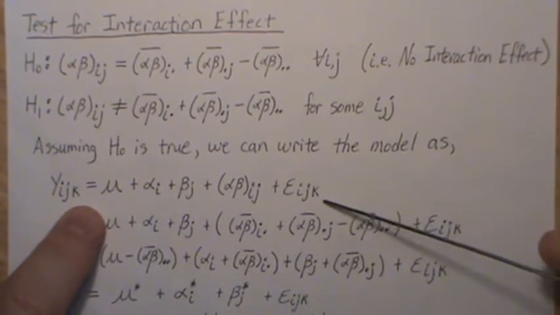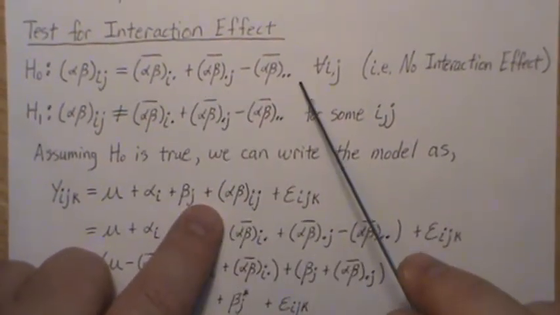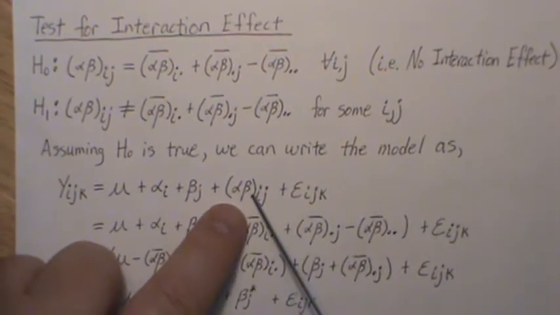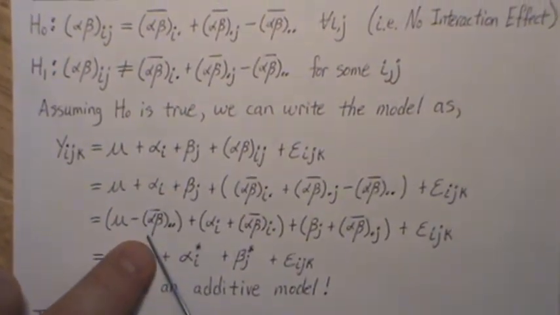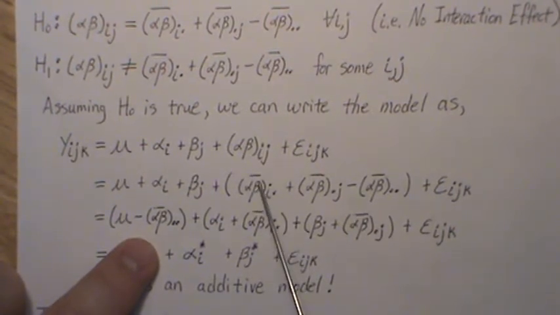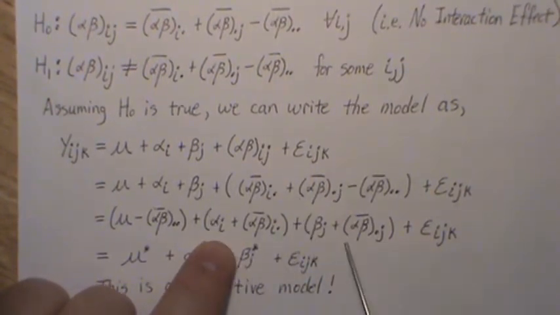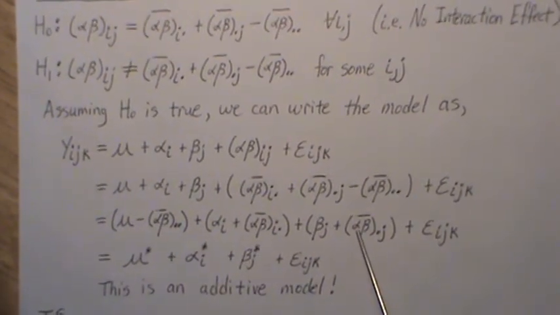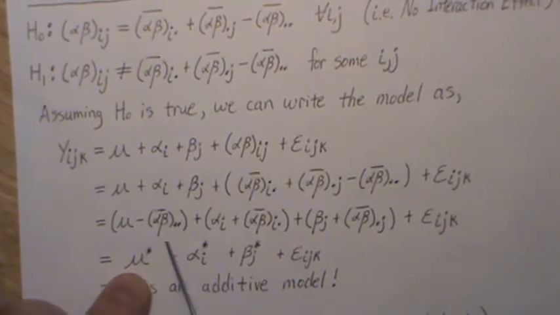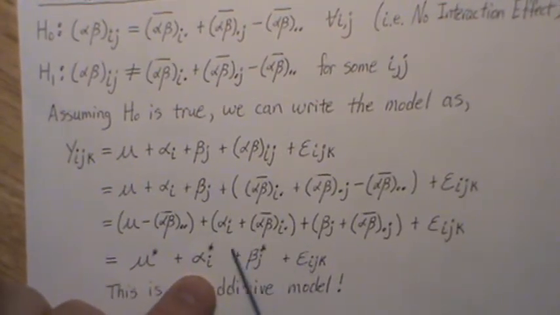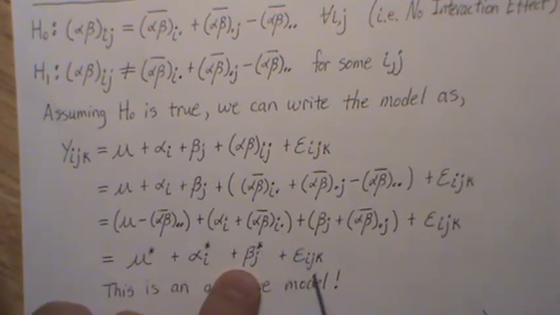So remember, this is our original model. y_ijk is equal to this. But if this is true, we can put this in for alpha beta ij, and that's what we do here. Now notice there's no index here, so we can group that with this one. There's only an i index here, so we can group it with alpha i. There's a j here, so we can group it with beta j. Now these are parameters, so let's just call them something different. Let's call this mu star, a constant with no index. Let's call this alpha i star, because only the i indexes are there, and this beta j star, and the error term.